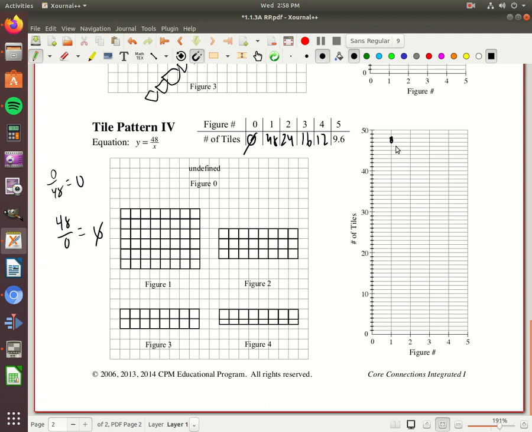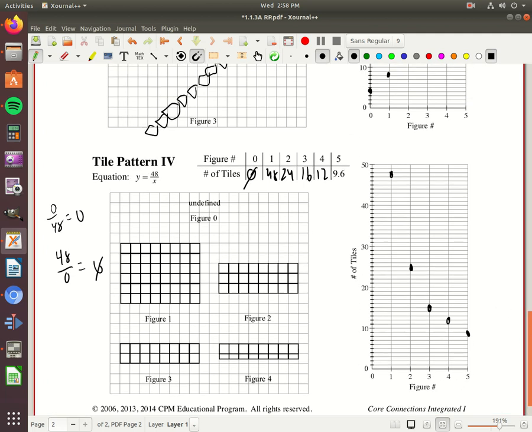1, 48 is going to be here. 2, 24 is going to be here. 3, 16. 4, 12. 5, 9.6. So it looks like we have an inverse relationship here. As x goes up, the y goes down. As x goes down, the y goes up. There is no intercepts on this one.